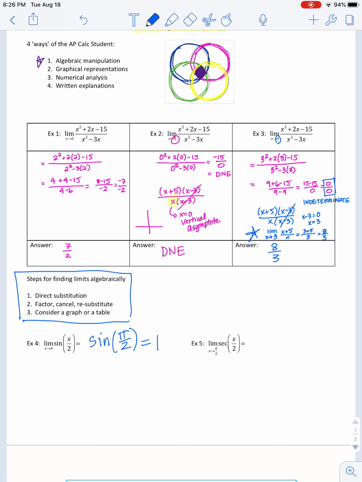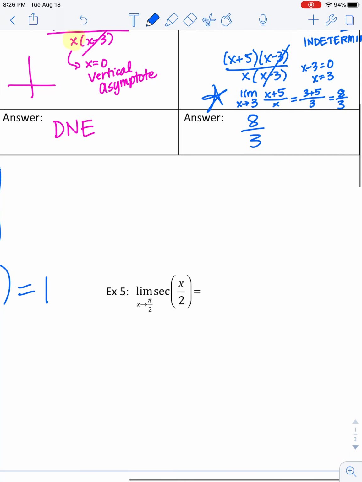But if you at least know even the top half of the unit circle, you'll know a lot more than some other people. So that would be great. Next one, we're switching it up to secant and a different limiting value, right? X is approaching pi halves.